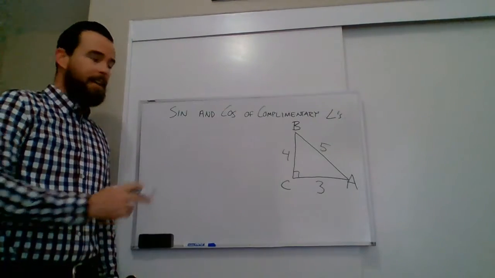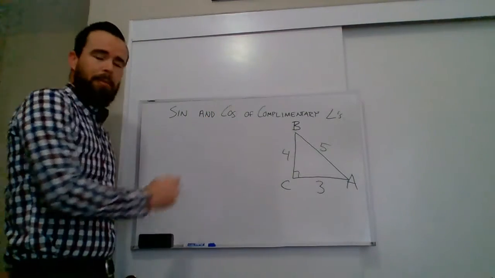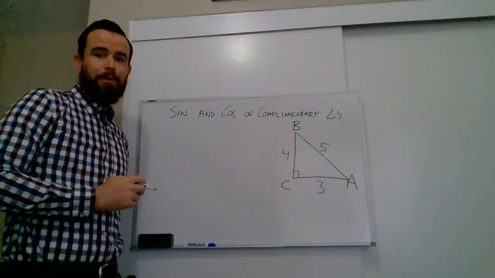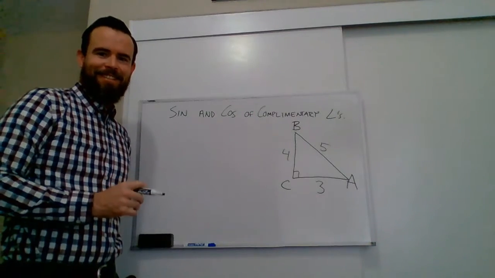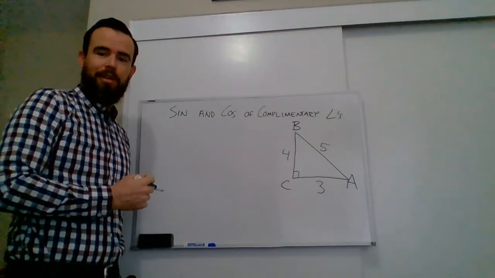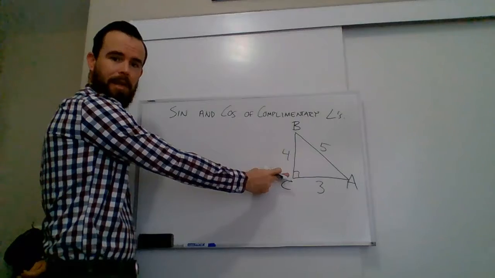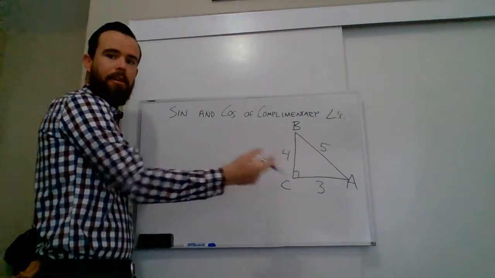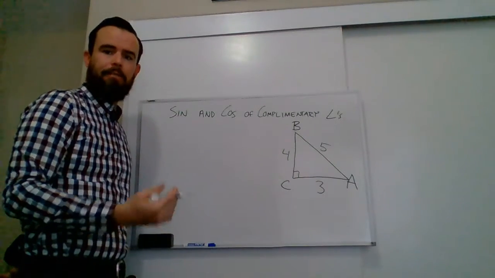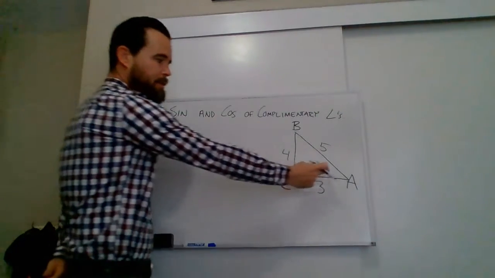There's another interesting fact about the sine and cosine ratios. We're going to be looking at complementary angles. Do we remember what those mean? Complementary angles are two angles that add up to 90 degrees. So in our right triangle, we have our 90-degree angle here. The other two have to add up to 90 so we can get our 180 degrees in our triangle. So we're going to be looking at these two acute angles.